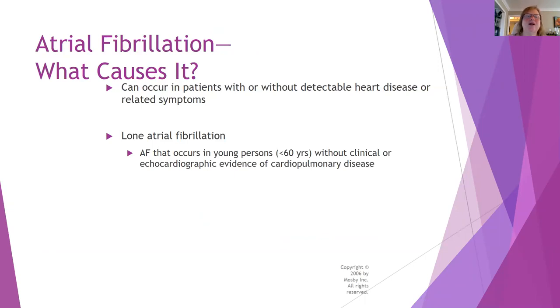So what causes it? Lots of times heart disease. It can occur in patients with a known heart disease. It is one of the most common dysrhythmias that we see, and so there's a lot of care that goes into treating it. But we can also see it sometimes in people who have absolutely no cardiac disease. Sometimes it even occurs in young people under 60, and there's not really any evidence of cardiac disease. We often call that lone atrial fibrillation, which means we have atrial fibrillation in the absence of any other findings in our heart that would indicate what the risk factor is, what's causing this.